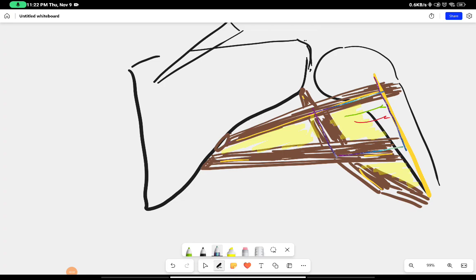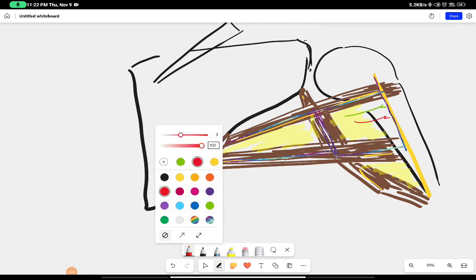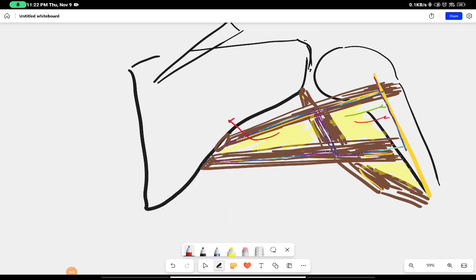Now this one is the upper triangular space, bounded laterally by the long head of triceps, superiorly by the teres minor, and inferiorly by the teres major. There is only one content, one artery, that is the circumflex scapular artery that winds around the lateral border of the scapula. Further there is the lower triangular space, bounded laterally by the shaft of humerus, medially by the long head of triceps, and superiorly by the teres major.